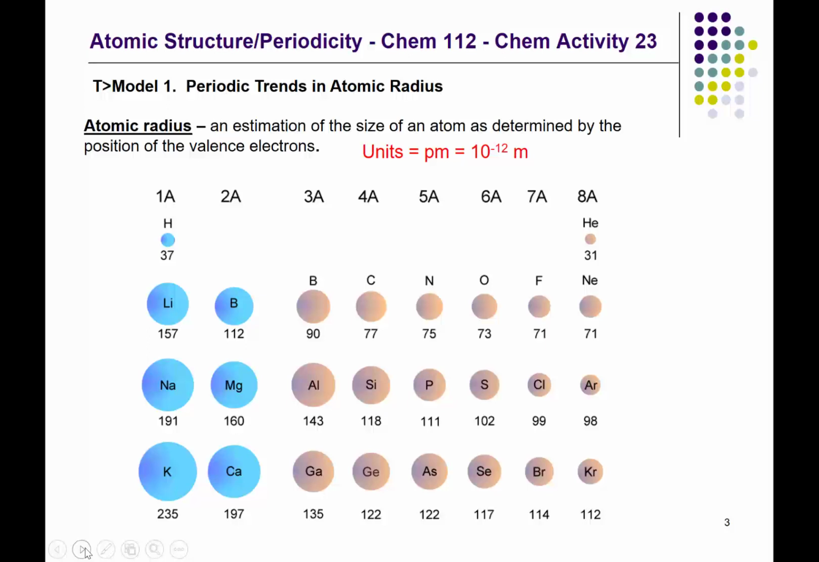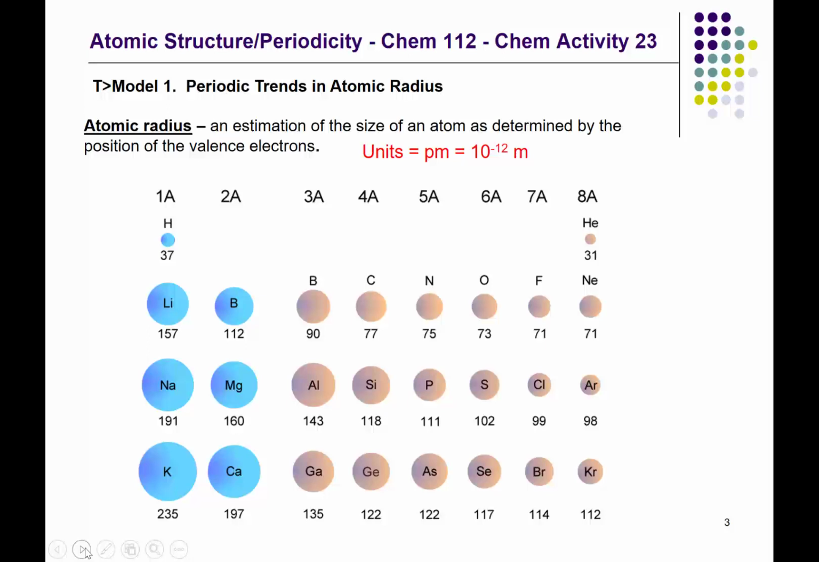Now, as you might expect, the atomic radius is an estimation of the size of the atom as determined by the position of the valence electrons. The outer edge of an atom is where the valence electrons are. Of course, this is kind of weird because the valence electrons are waves, and they can't be located with any degree of certainty. You can only talk about the probability of finding the electron. Yet remarkably, an atom behaves something like a billiard ball, something like a sphere. So we can think of each of these atoms as being spheres with a certain radius.